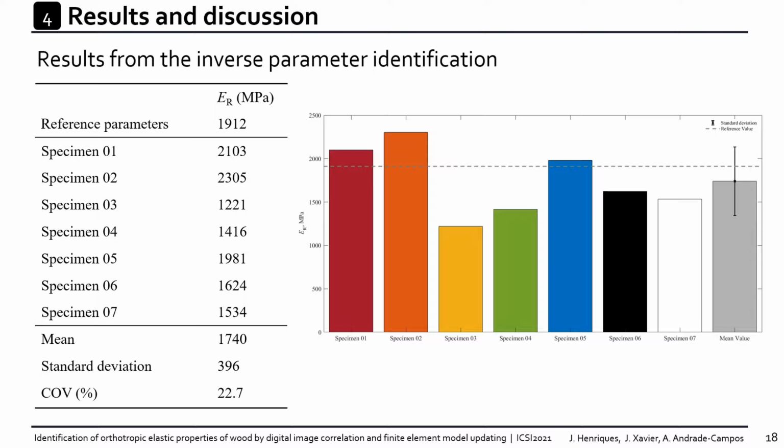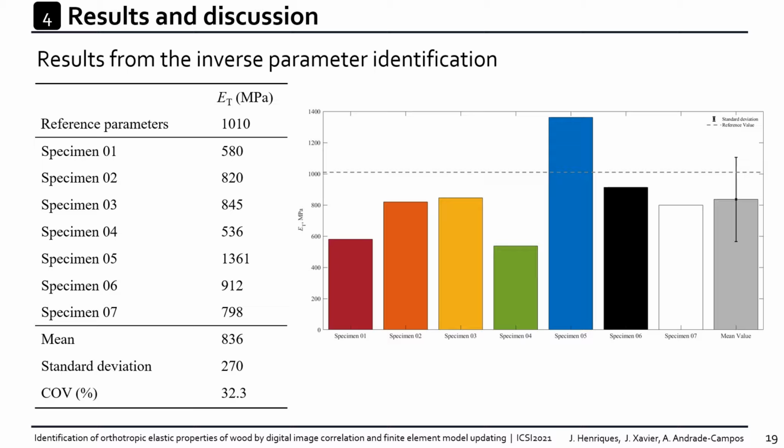The presented table and bar chart describe the identified modulus of elasticity on the radial direction for each specimen, including the mean value, standard deviation, and coefficient of variation. The results show some dispersion for each specimen, which is expected due to the inherent natural variability of wood. However, the mean value for this identified parameter agrees with reference values for this wood species.